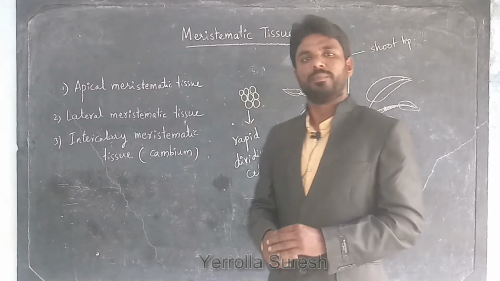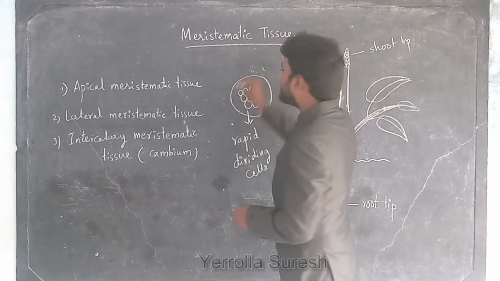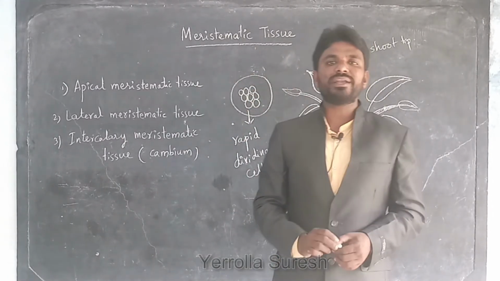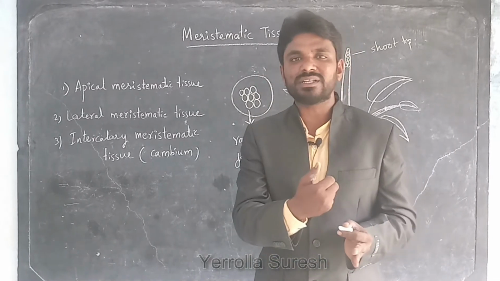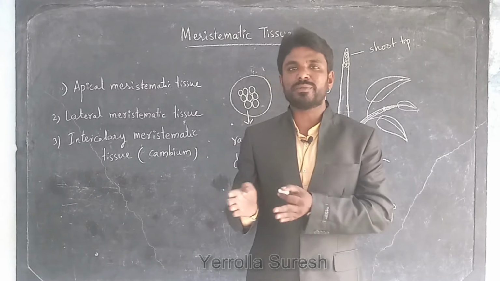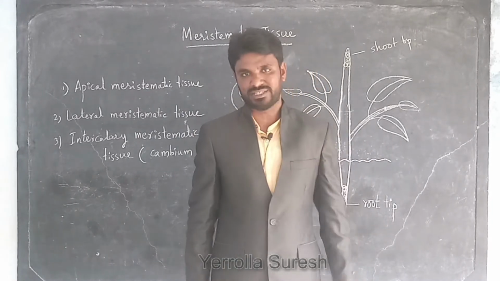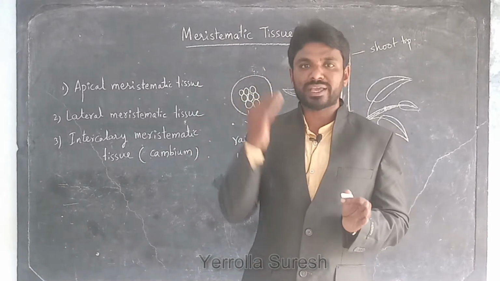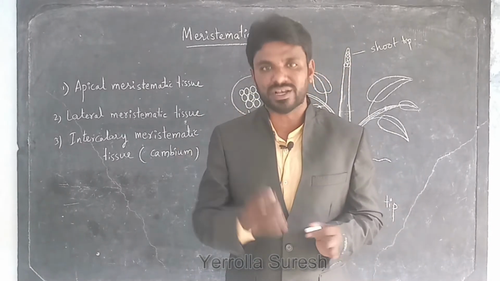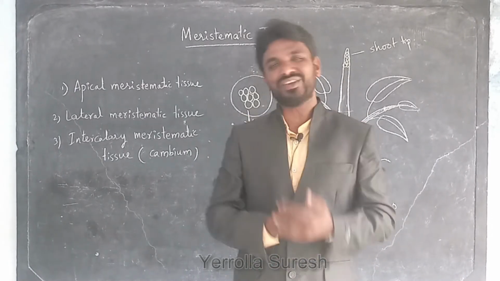Meristematic tissue means a tissue which has rapidly dividing cells. In meristematic tissue, what kind of cells are present? The cells present in meristematic tissue can divide rapidly, they can divide very fast. So, the cells present in meristematic tissue can undergo cell division very fast. If they divide very fast, they can form new cells very fast.